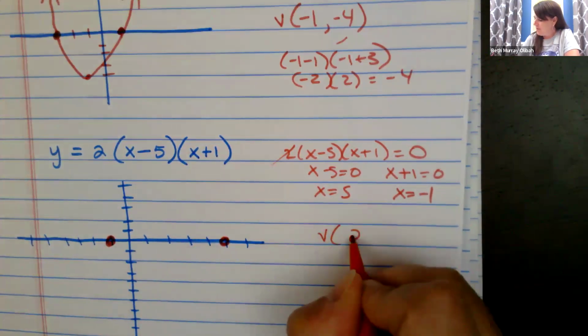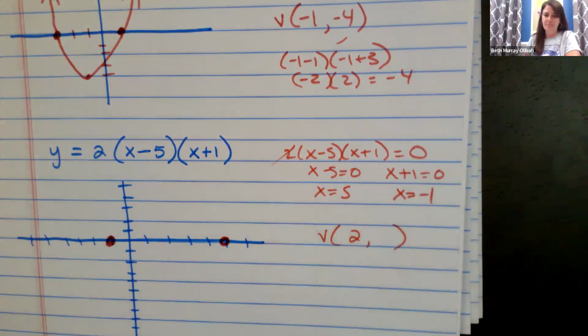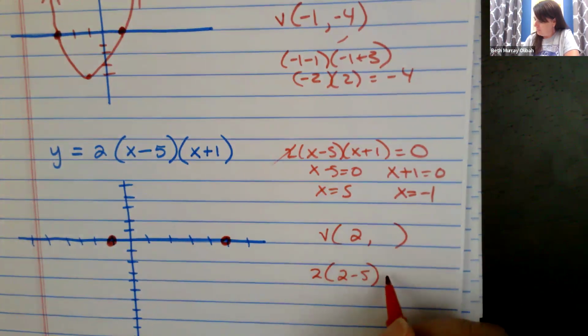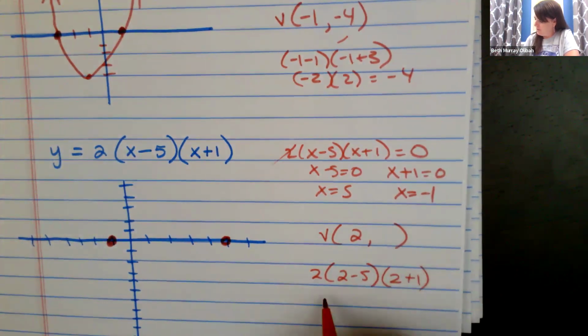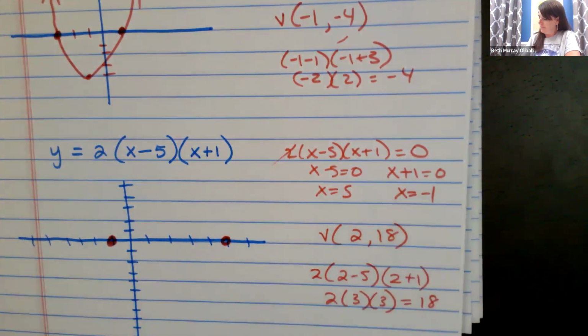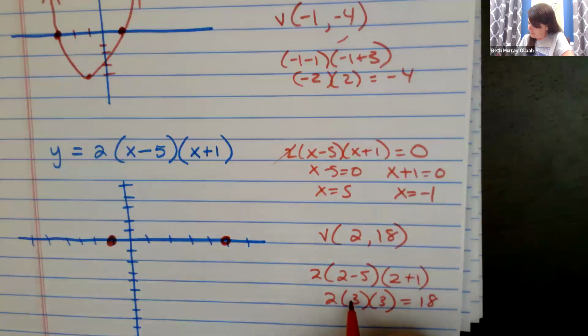So my vertex is +2 something. So let me plug it in. 2 minus 5, 2 plus 1, 18. So, did I do that right? Oh no, this should be a -3.